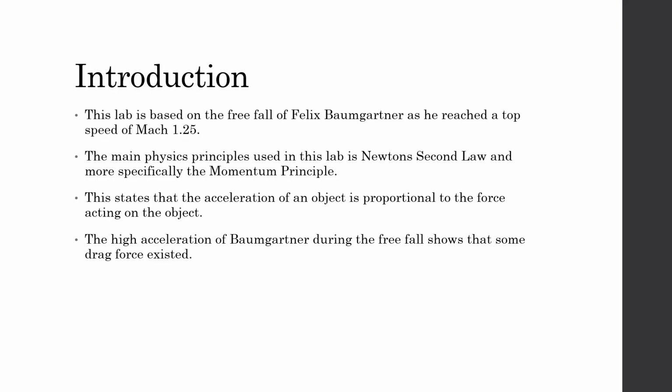So for an introduction, this lab is based on the free fall of Felix Baumgartner as he reached a top speed of Mach 1.25. The main physics principles used in this lab are Newton's second law, and more specifically, the momentum principle. This states that the acceleration of an object is proportional to the force acting on the object. The high acceleration of Baumgartner during the free fall shows that some other forces besides drag existed.